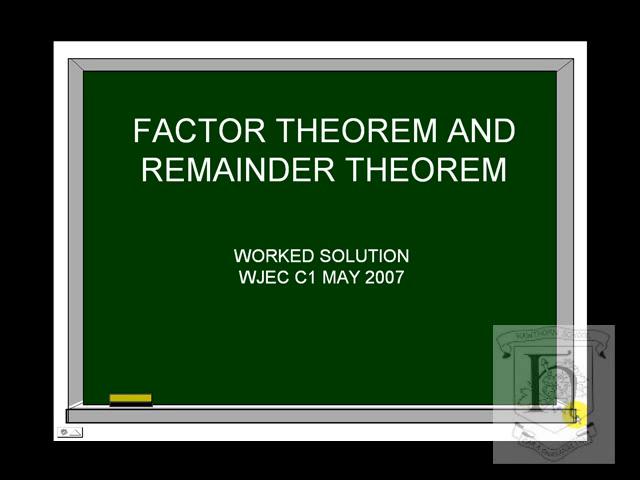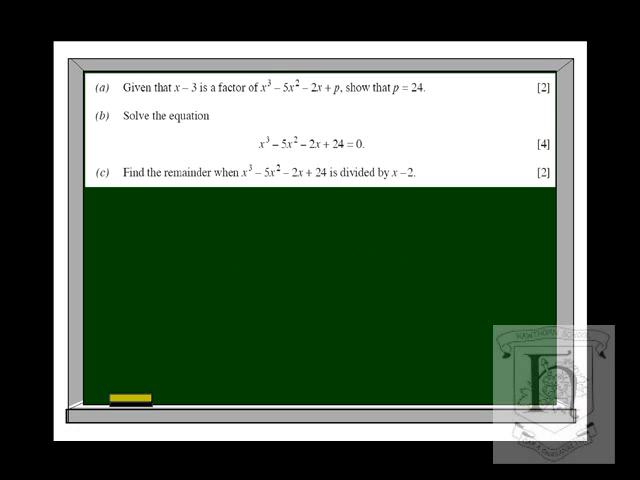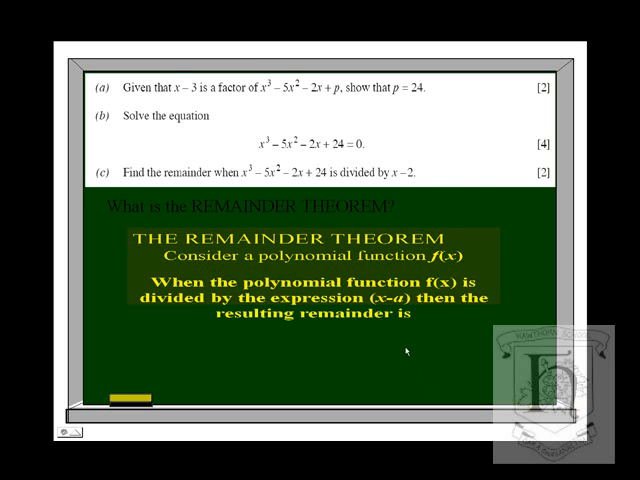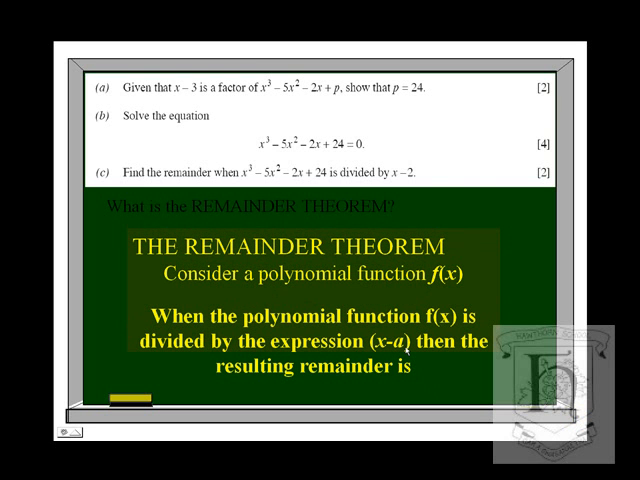This video on the factor and remainder theorem is a worked solution of the WJEC C1 May examination from 2007. There's the question. So at first we remind ourselves, what is the remainder theorem? The remainder theorem says that when a polynomial function, just like the one above, is divided by the expression x minus a, well, we're going to see that in part C, then the resulting remainder is f of a. Well, that sorts out what we're going to do in part C.